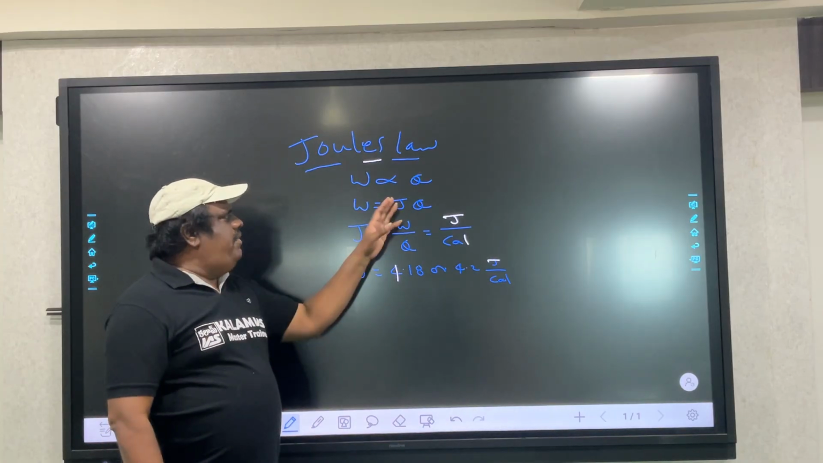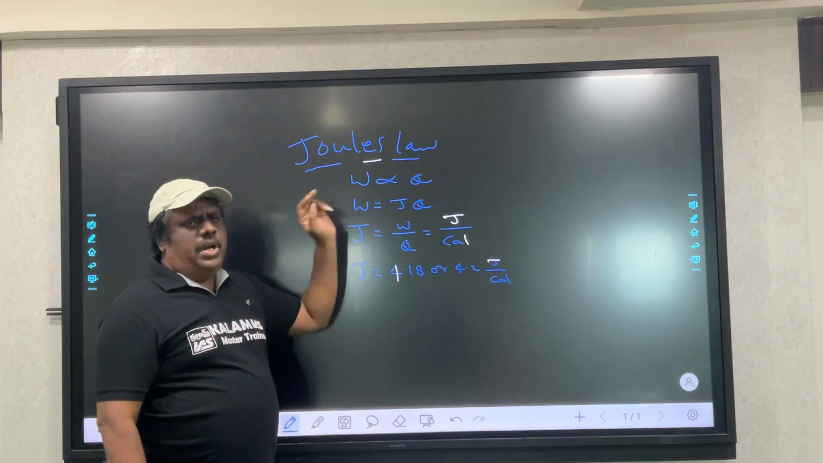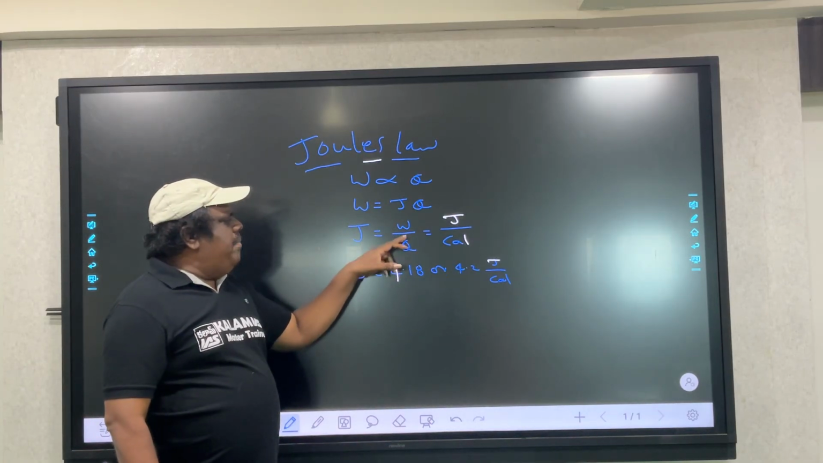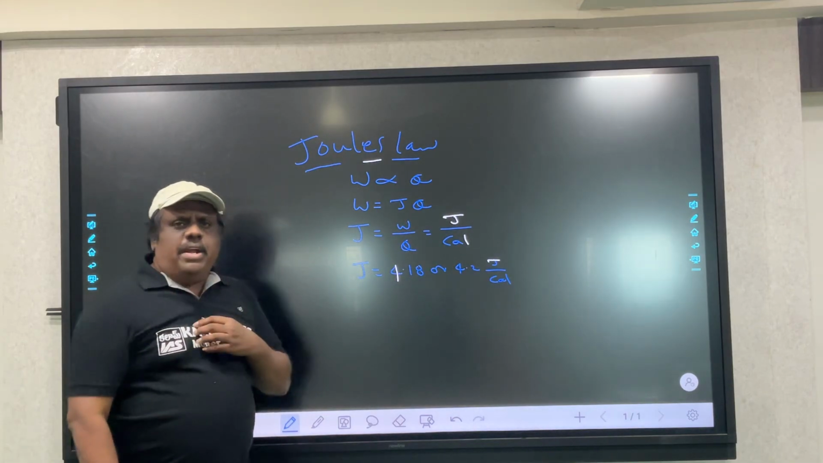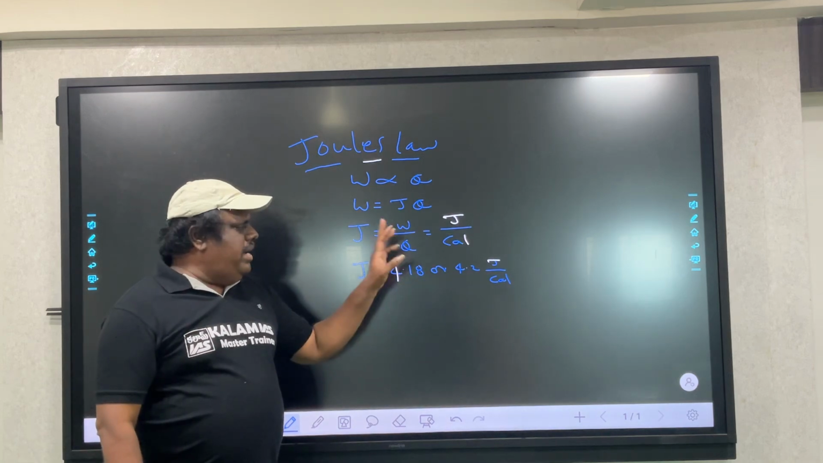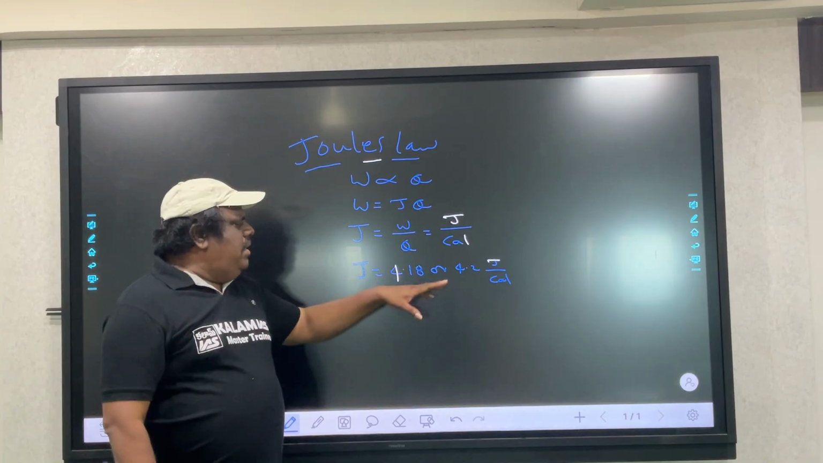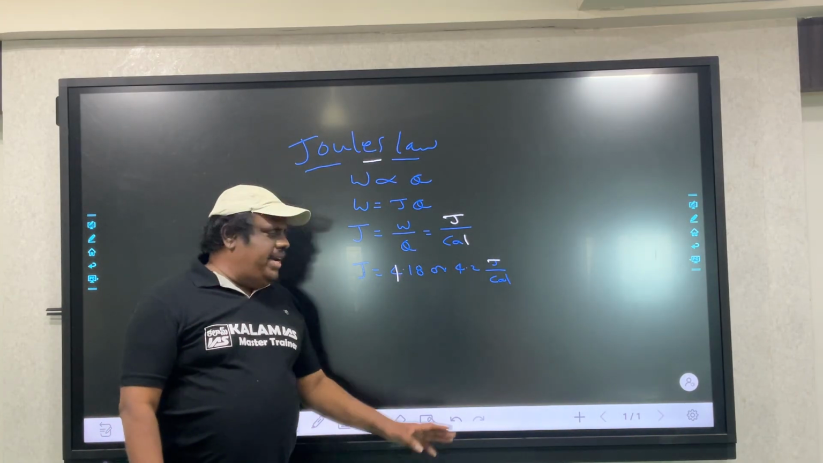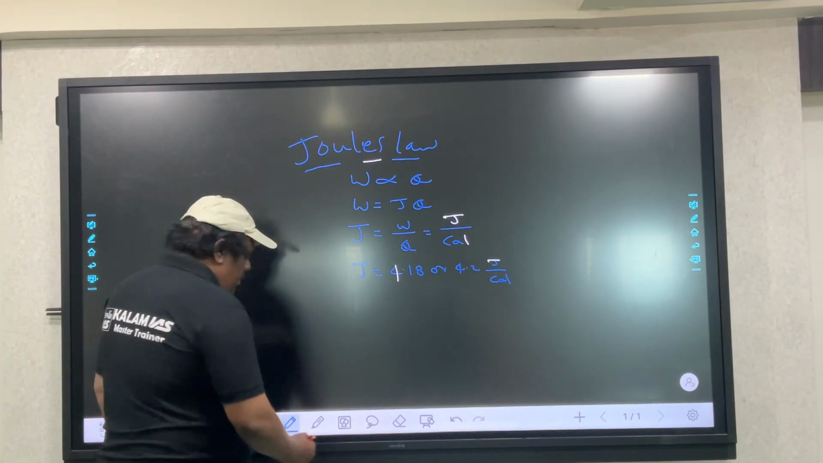See about the joule: how the quantity of heat supplied is converted into work. W is directly proportional to Q, or W is equal to JQ, then J is equal to W by Q. So what is the value of J, either Joule's constant or mechanical equivalent? The value of J is 4.18 or nearly 4.2. So while solving problems, for our convenience we can consider it as 4.2 joule per calorie. Okay. Next one.